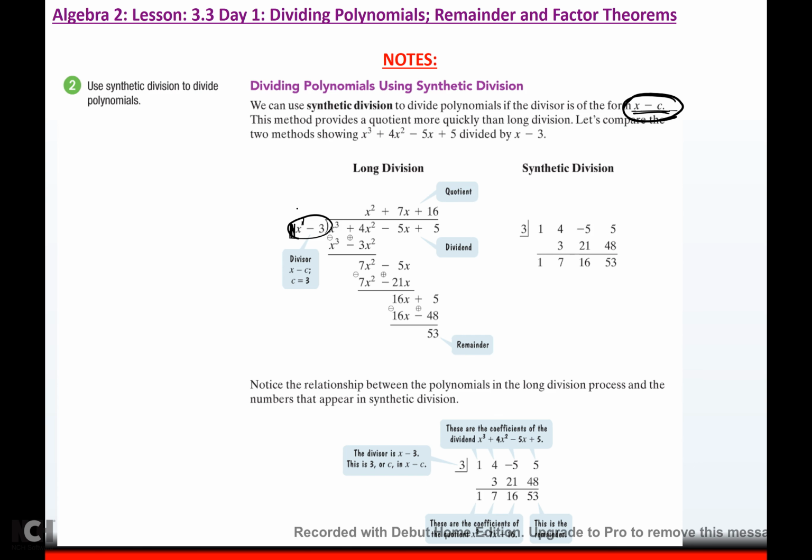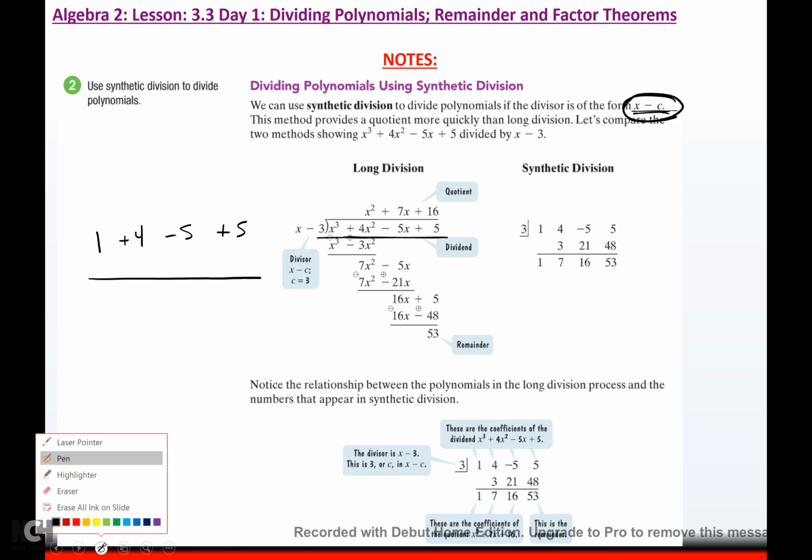Okay, synthetic, I use a zombie story. So if you look at this example, whatever's inside, your function, whatever it is that you're trying to divide down, you don't write the whole terms, you're just going to write their coefficients. So see how the coefficient of the 3rd degree is 1. The coefficient of the 2nd degree is 4. The coefficient of the 1st degree is negative 5. The coefficient of the constant is positive 5. You just put that in a row and you draw this line underneath it.